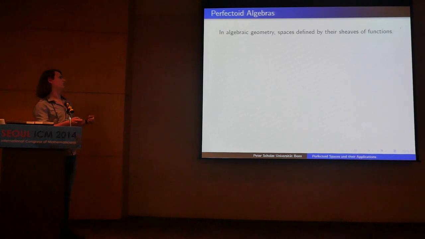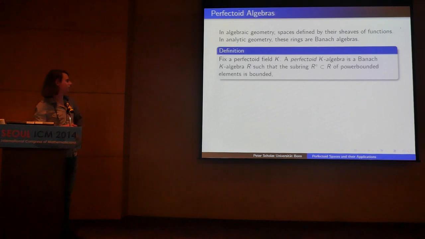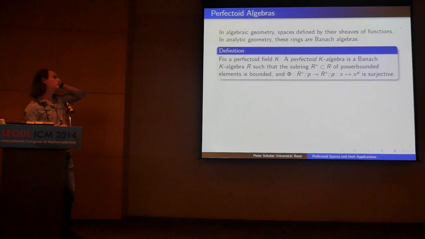All right. So in algebraic geometry, if you want to define some spaces, then these spaces are just defined by what functions are on the space. And if you do analytic geometry, then these rings will be Banach algebras. They are equipped with some topology. And so, if I want to define what a perfectoid algebra is, it's supposed to be some Banach algebra over my field K, with a small topological condition, which in particular implies that the ring is reduced. So you have the subring of power bounded elements, which you should think of as the subring of integral elements. And you require, again, that if you mod out p, then the Frobenius map is surjective. It's just the analog of the condition that we asked for fields.